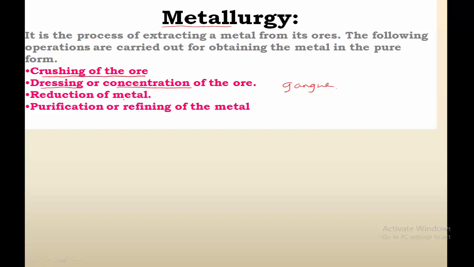Then third one is reduction of metal, or you can also say isolation of metal from concentrated ore. So once the ore is concentrated, we have to extract the metal. That can be done by reduction process. And the fourth one is purification. After obtaining the metal, it still consists of certain impurities, and those impurities are removed from the metal, and that removal of impurities from the metal is said to be purification or refining of the metal. So these are the 4 steps that are involved in metallurgical processes.